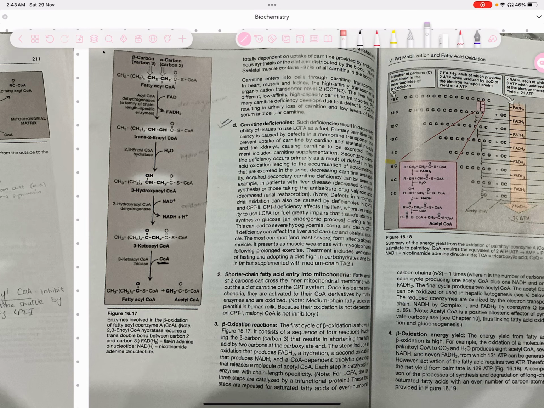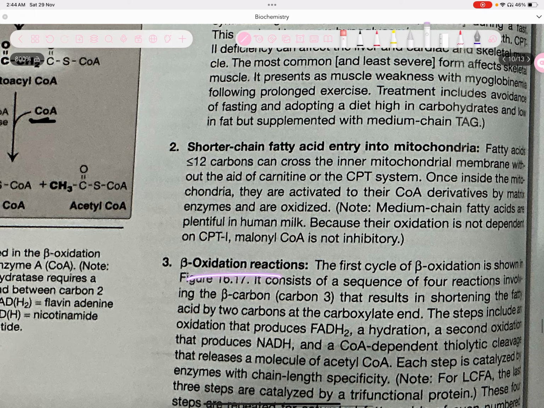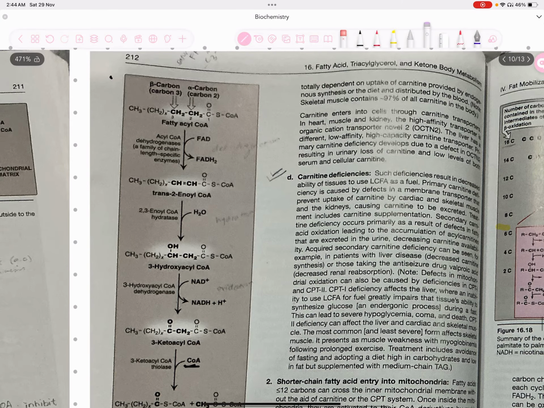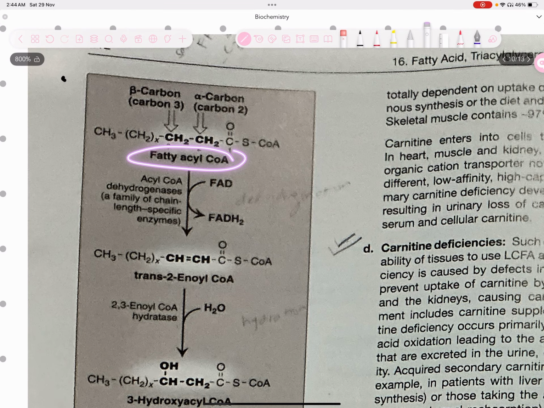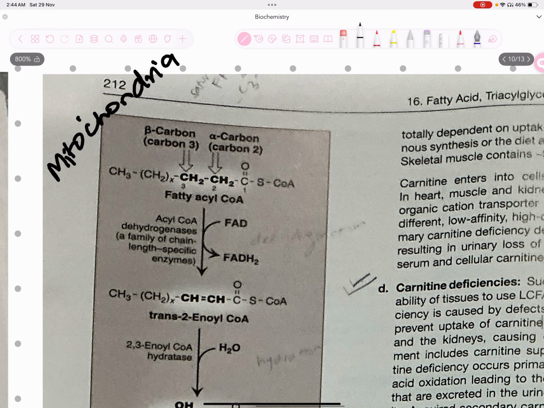Hi everyone, finally the moment has arrived for us to discuss the very important topic of beta oxidation. We were setting up this entire topic, and finally we're discussing beta oxidation. As we've already established, we have fatty acyl CoA. After so much hard work, we finally managed to get it inside the mitochondria. So where is this entire beta oxidation happening? It's happening inside the mitochondria.